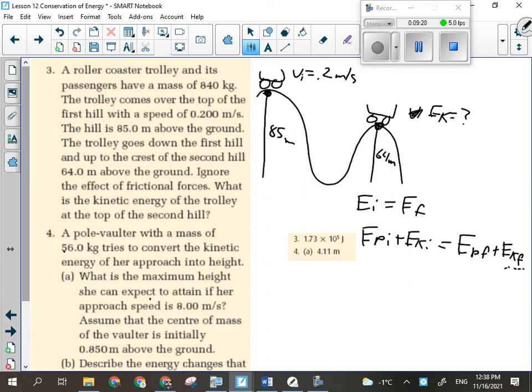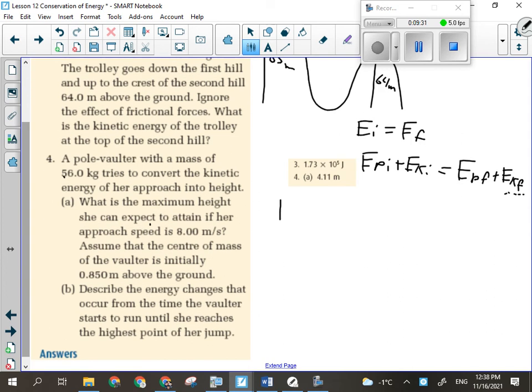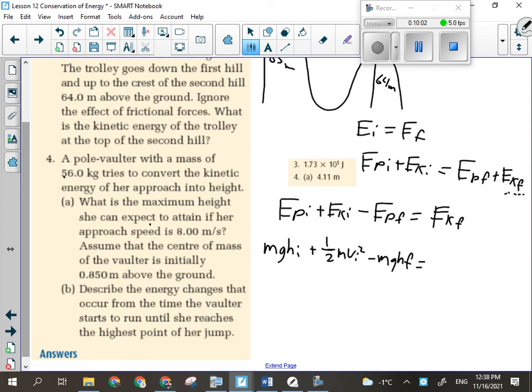Subtract EP final over to the other side. So that's going to then look like this. Initial potential plus initial kinetic, or initial mechanical energy, minus the final potential energy will give me the final kinetic energy. That's all I'm looking for. I don't have to go any further than that to find the speed or anything. So I'm just going to plug in my formulas. M times G times H initial plus 1/2 mv initial squared minus mgh final equals EK final. Now, in other questions, we canceled the mass. Can I do that here?